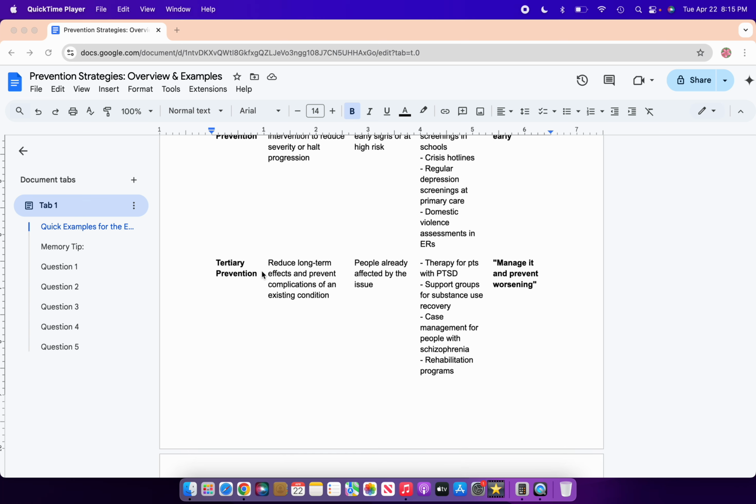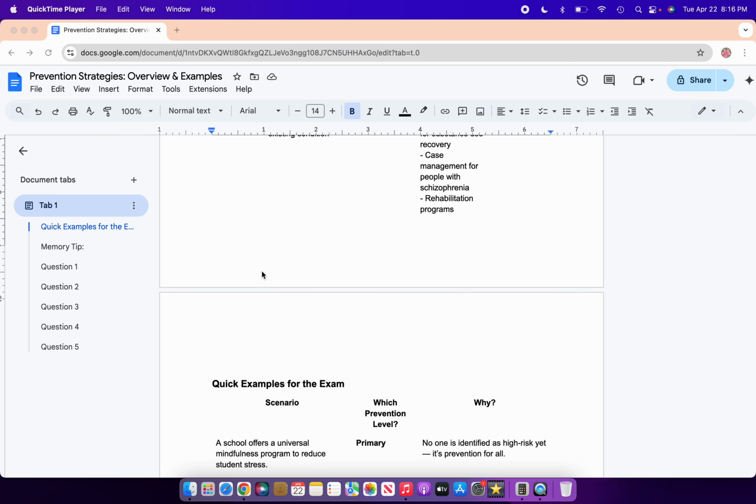And lastly, we have tertiary prevention. So this means that someone has already been diagnosed with something, right? So we reduce long-term effects and prevent complications of an existing condition, right? People already have been affected by this issue. Examples look like therapy groups for patients with PTSD, support groups for substance use recovery, case management for people with schizophrenia, or rehab programs. So when you think of tertiary prevention, think about manage it and prevent worsening, okay?